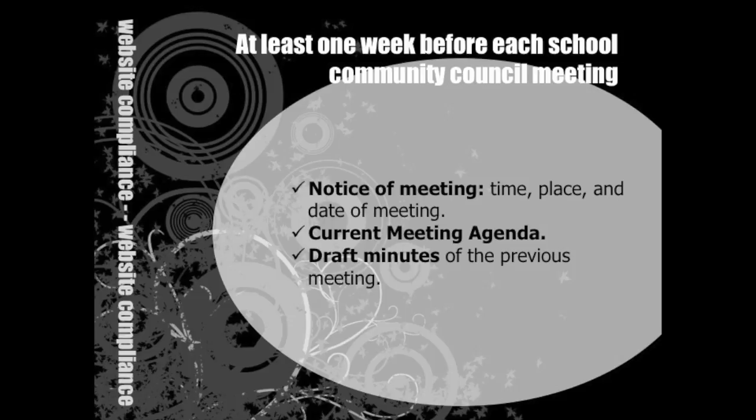As described earlier in the open meeting section of this training, the law requires that the school community council give public notice at least 1 week prior to the meeting of the time, place, and date of the meeting. They must also post a current meeting agenda that describes what their meeting will be about and draft minutes of the previous meeting.